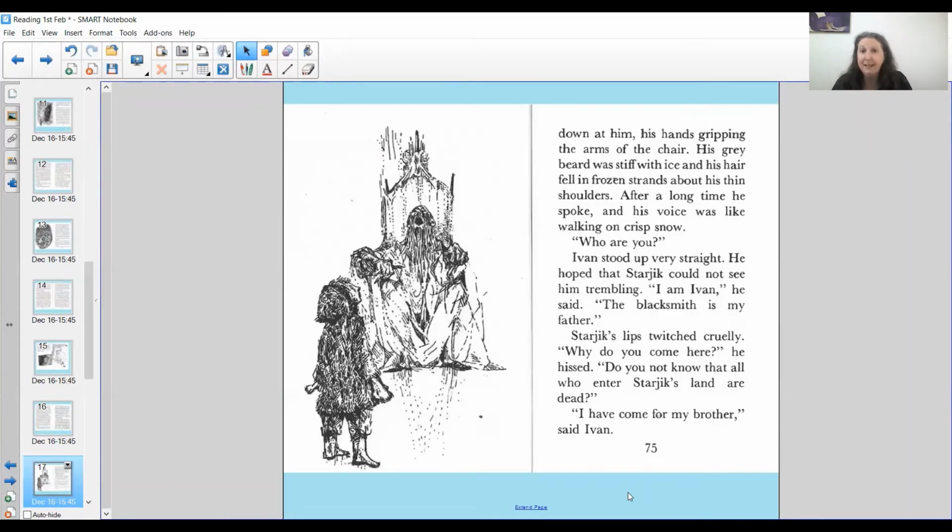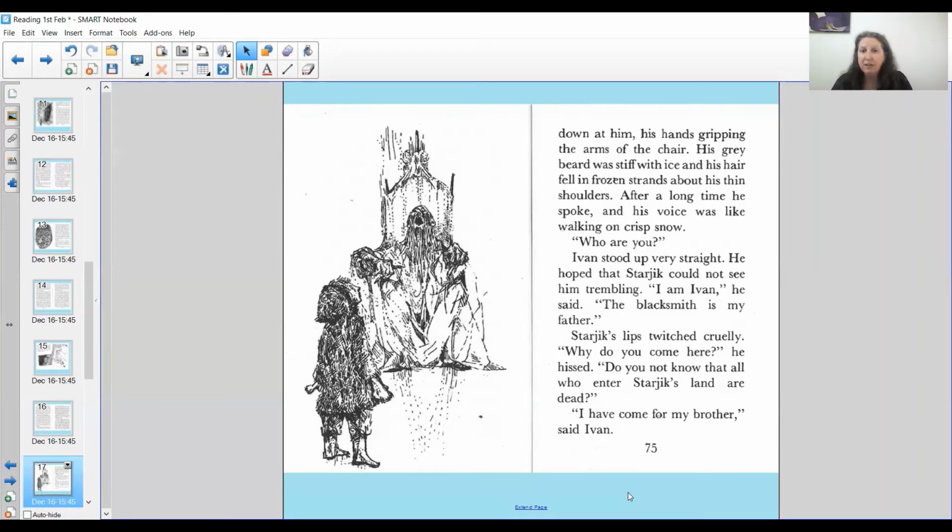Stargic stared down at him, his hands gripping the arms of the chair. His grey beard was stiff with ice, and his hair fell in frozen strands about his thin shoulders. After a long time he spoke, and his voice was like walking on crisp snow. "Who are you?"